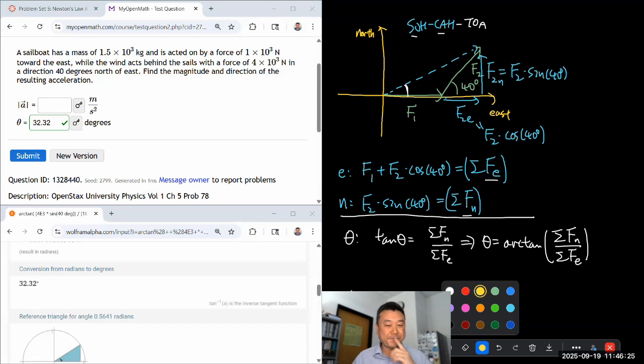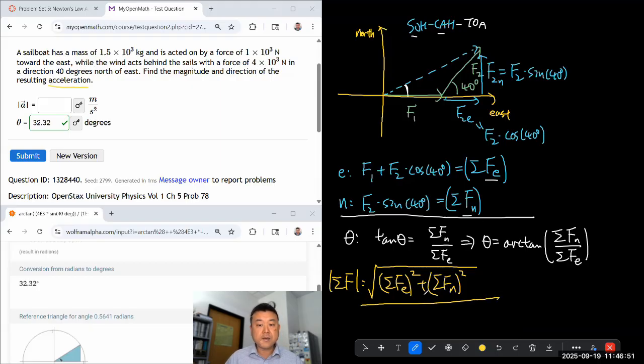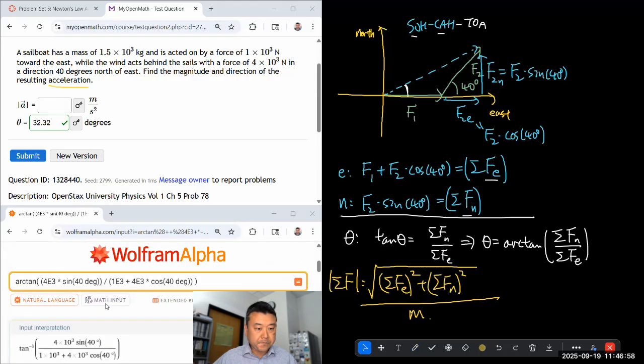being wrong. So the magnitude of the net force is given through the Pythagorean theorem. I have the x and the y component, so the magnitude should be the square root of the x component squared plus the y component squared. That's the net force. Oh, but it's not asking for the net force. It's asking for the acceleration. So I need to divide this entire thing by the mass, which I'm given. So let me do the calculation in Wolfram Alpha.